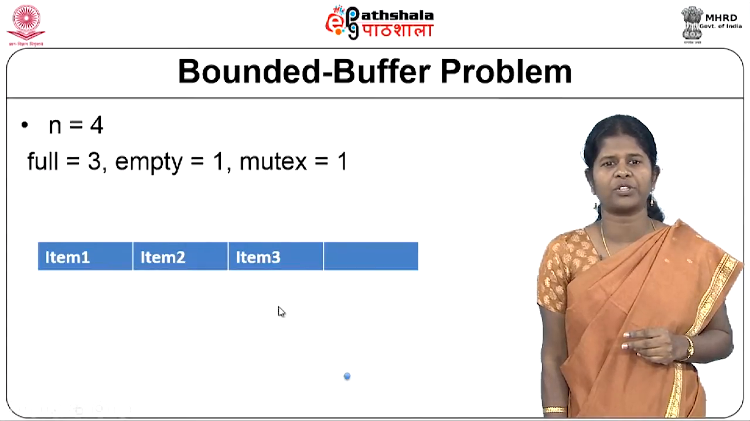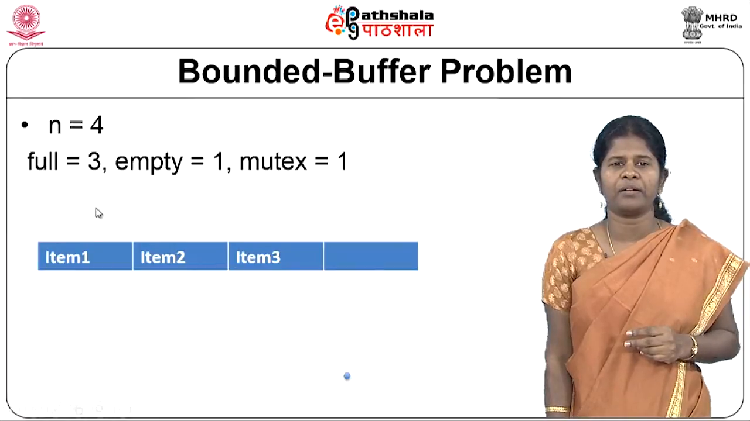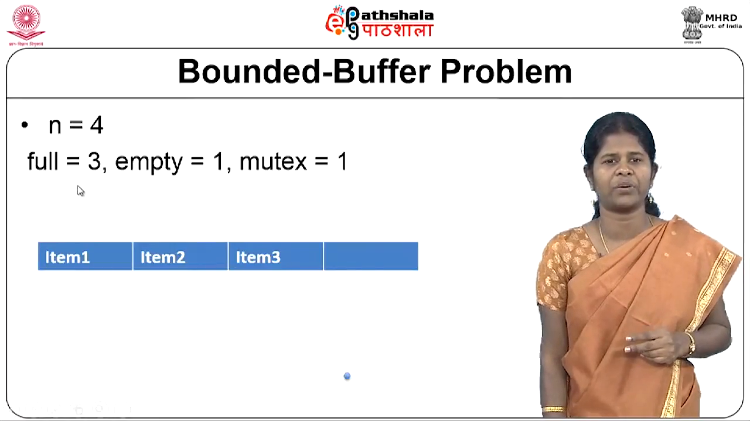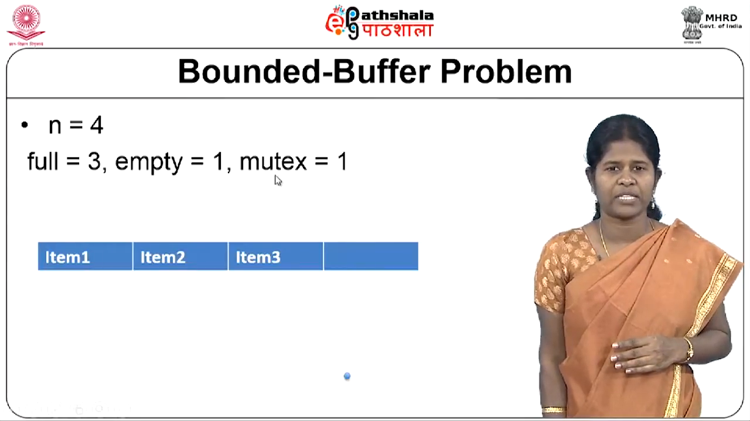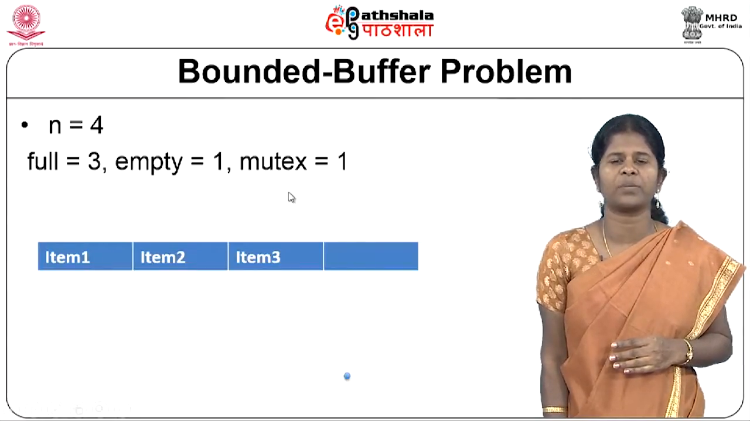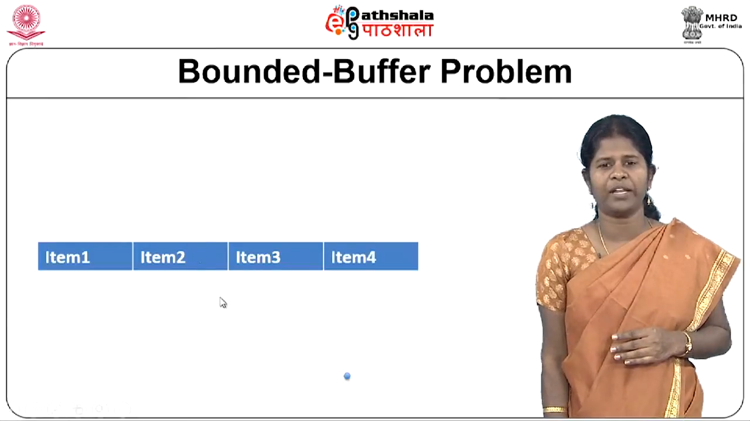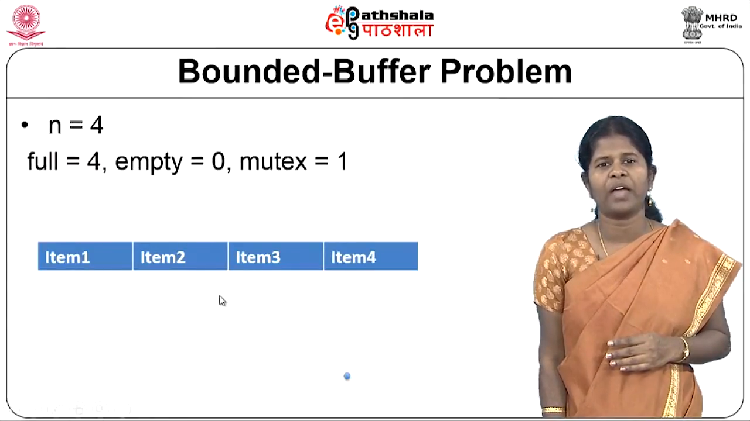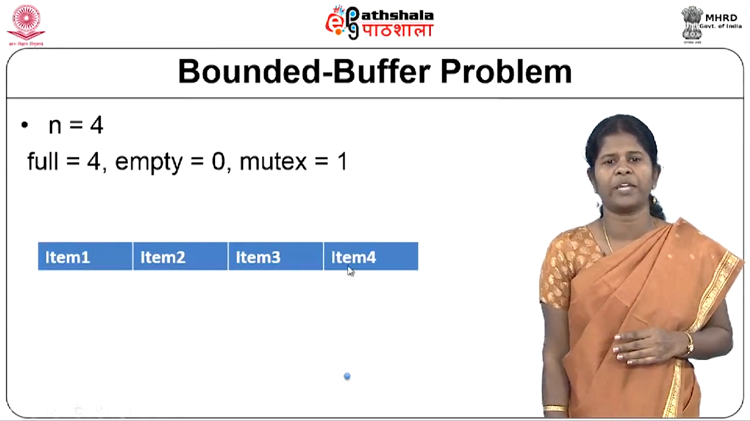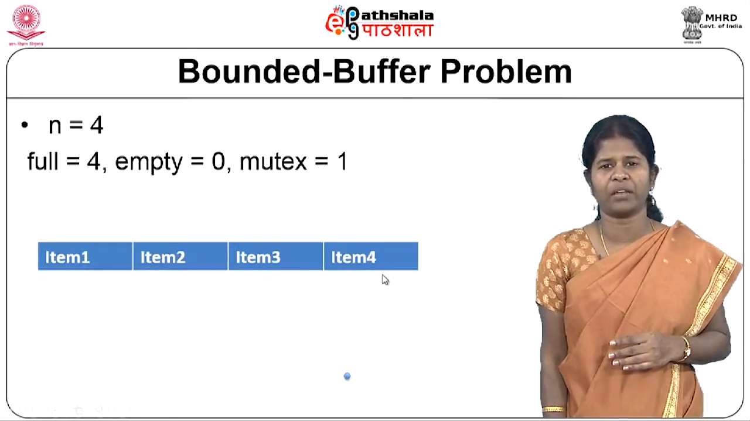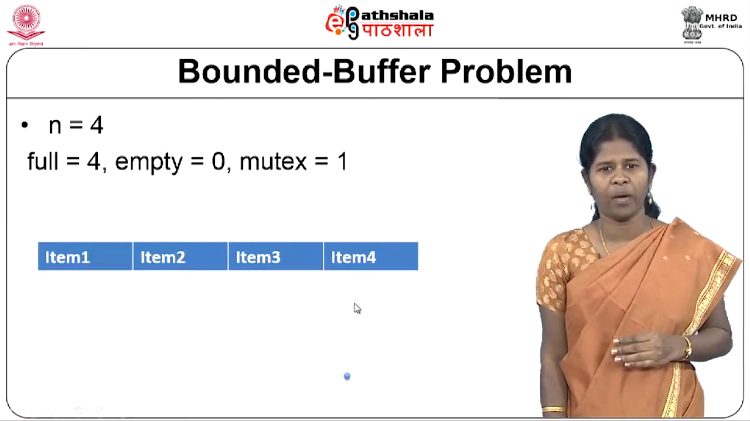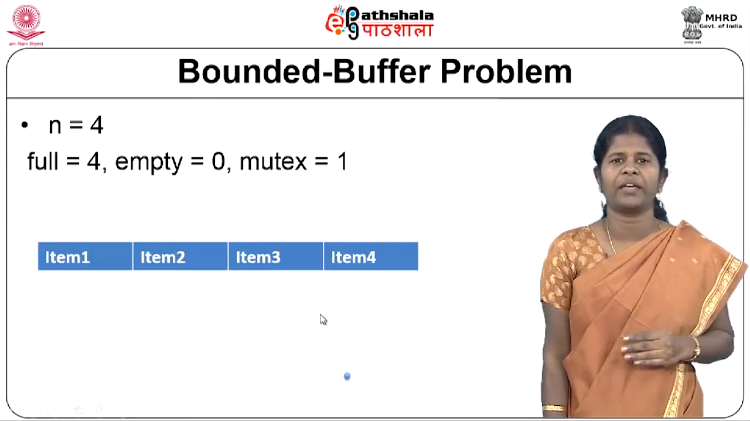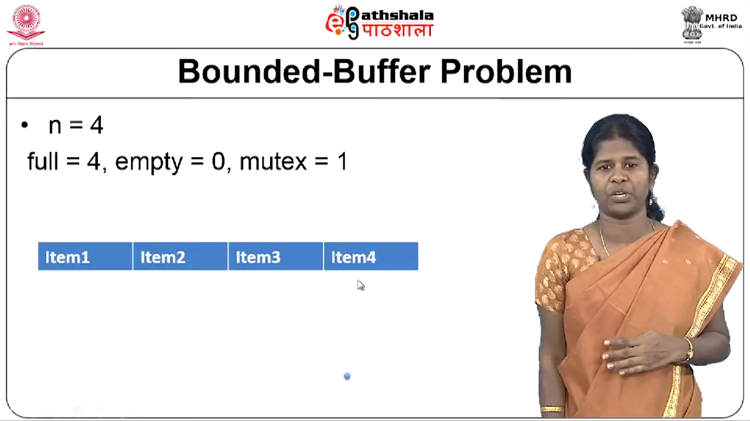So, now what happens to full? Full should be signaled. Signal full is executed, it becomes 3 and mutex is signaled, that also becomes 1. And similarly for item 4, after item 4 is placed, your empty is 0, mutex is 1, full becomes 4. Now, in this case, all the buffers are full.